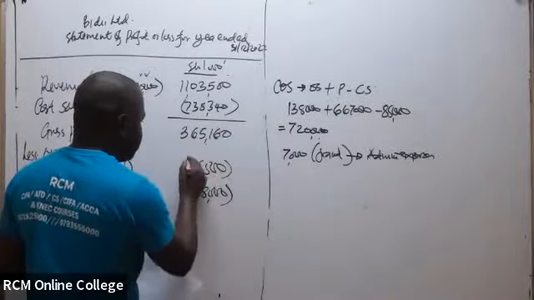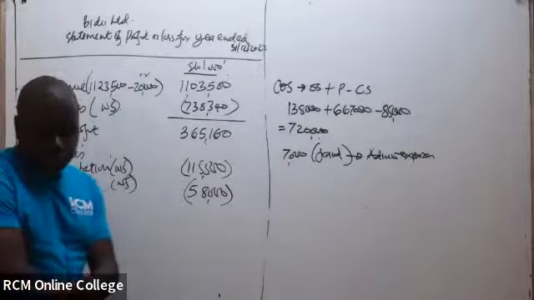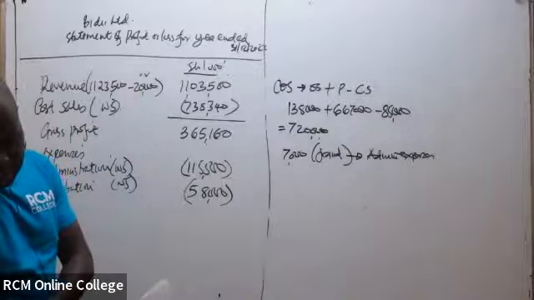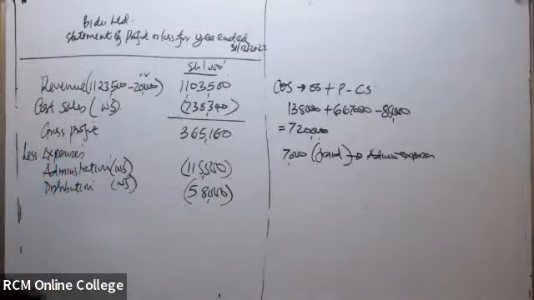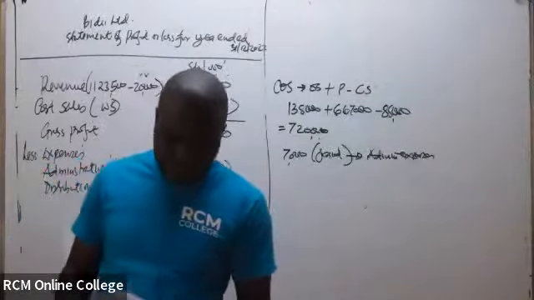115,500. So that is in this case the admin and distribution expenses. So there's no finance expense. This means in this case you'll end up having to get, I think there's a finance expense.